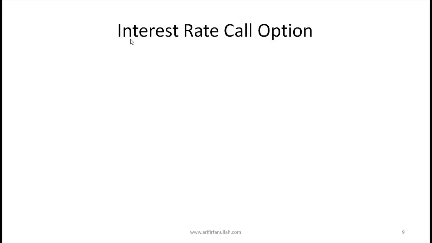So let us now talk about an interest rate call option. In an interest rate call option, essentially the owner of the option, which is also called the long party, has the right to borrow a certain amount of money at a given interest rate. Now the strike price here is an interest rate. So let's say that the strike price is an interest rate of 5%.